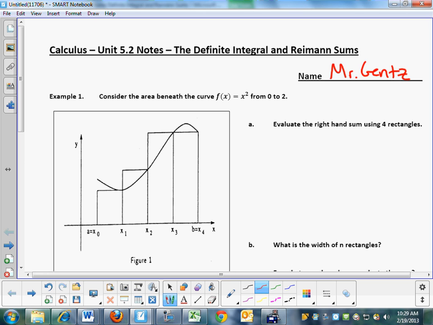Okay, what we want to do is consider the area beneath the curve f of x equals x squared from 0 to 2.